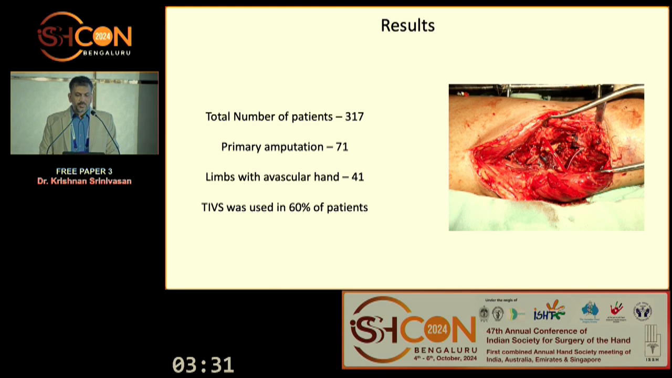Out of these, the limbs which were avascular were 41. The others had vascular injury associated in the form of brachial artery or axillary injury, but the hands were vascular through collateral circulation. In 60% of these patients, we had to use a transient intravascular shunt. This is a very useful tool which helps in cases which present slightly late to us, so that we can reduce the ischemia time.